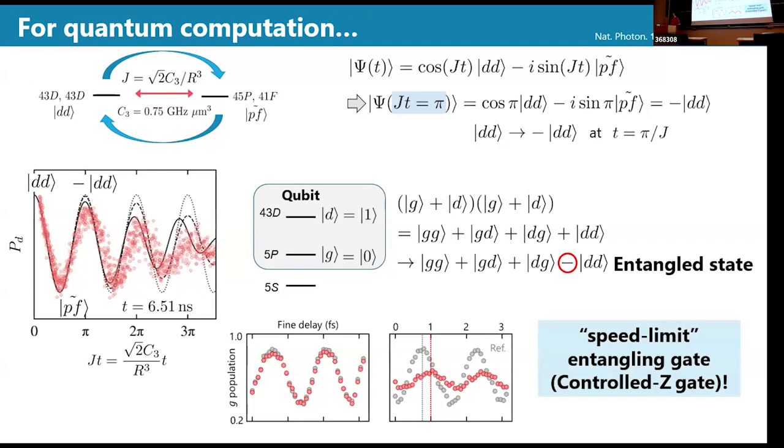So if it's R to the cube, what about the neighboring, nearest neighbor, next nearest, etc.? Yes, if you make a regular array, then you have to consider next nearest, but now we prepare just an orange pair. Next pair. Yes.